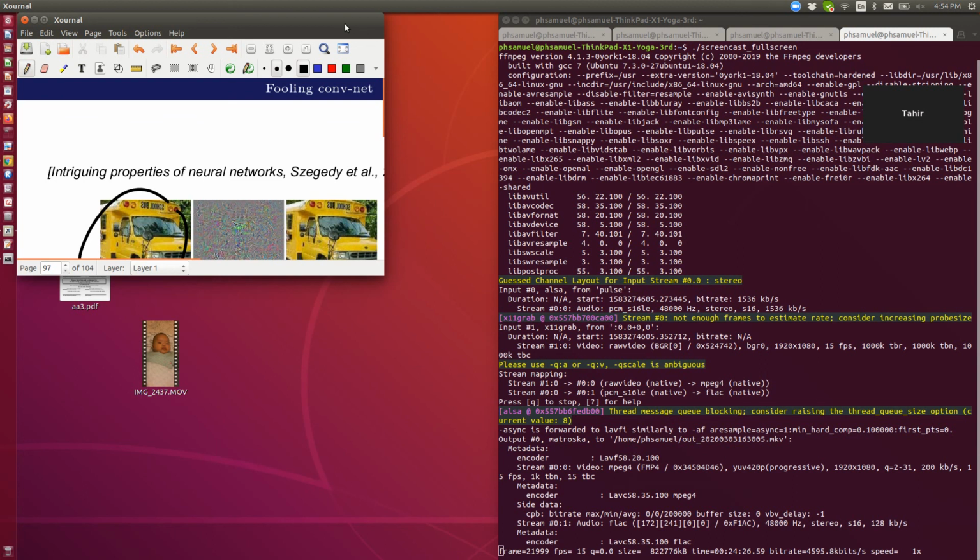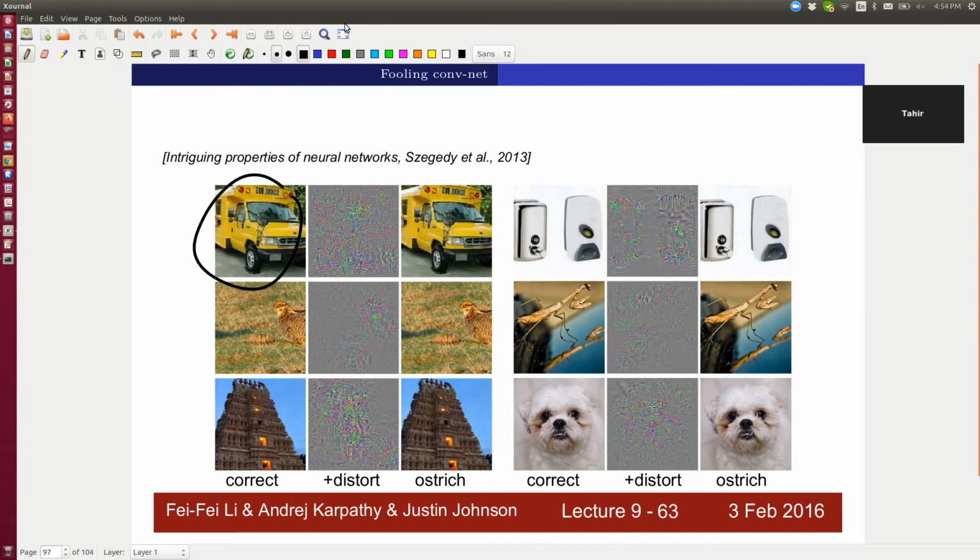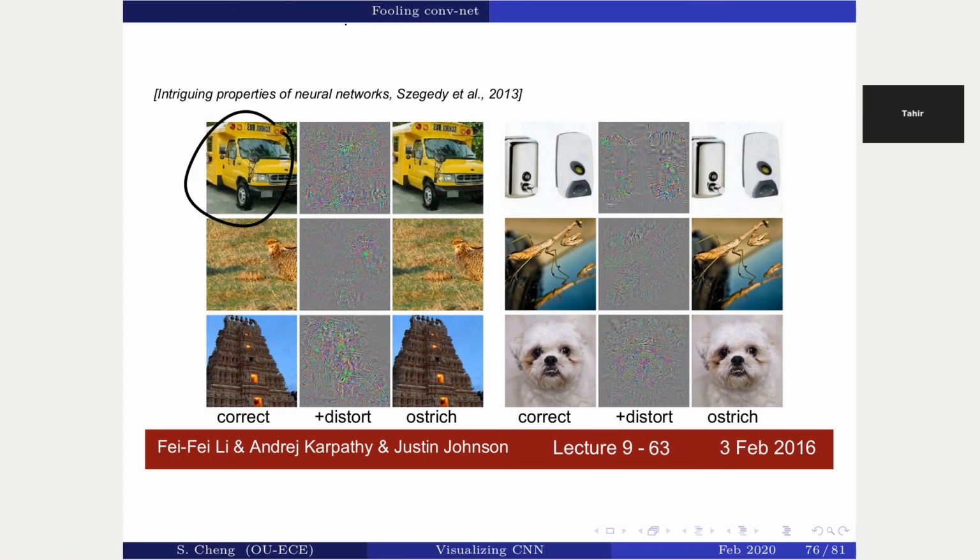Anyway, so what do you think? How can I make it more like a dog?